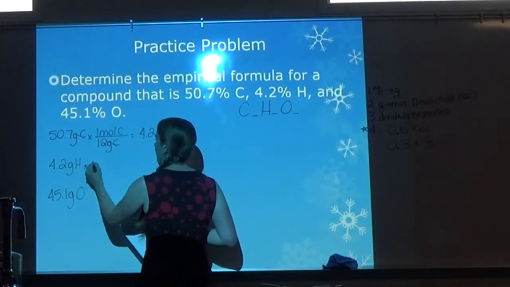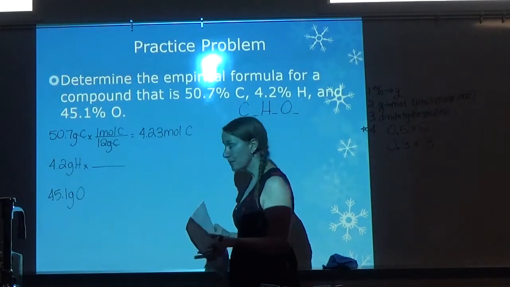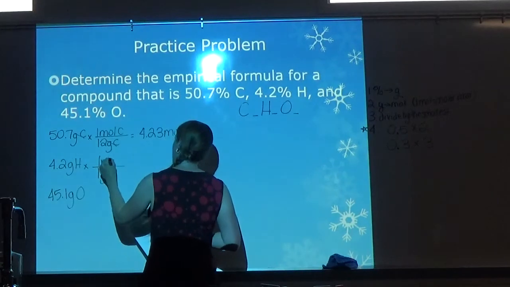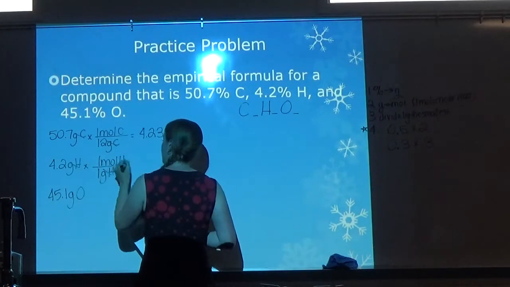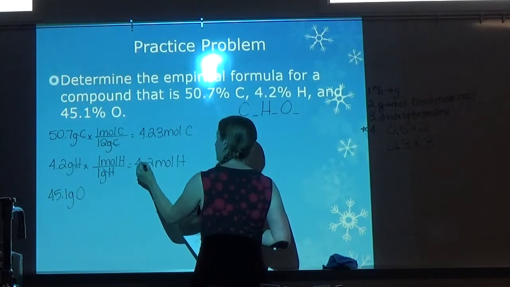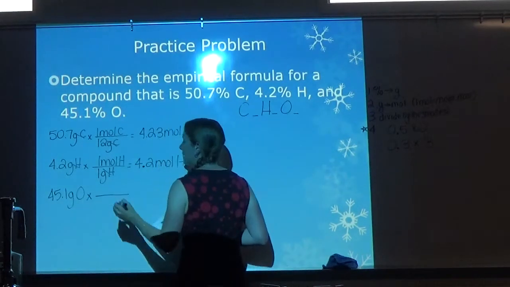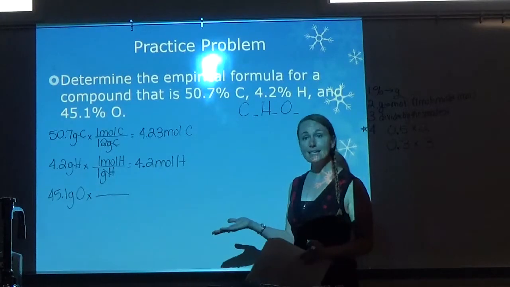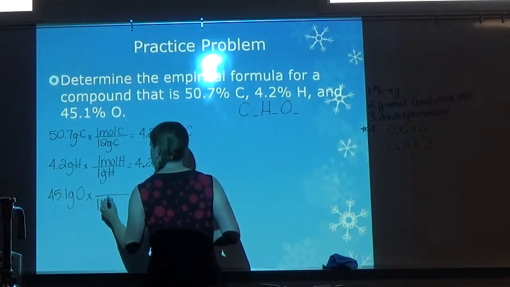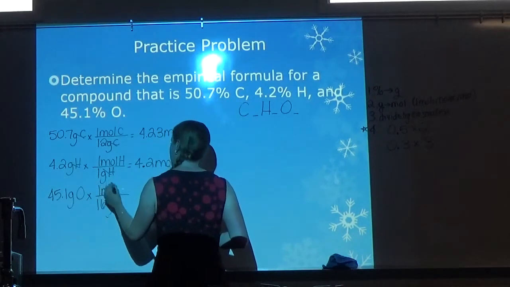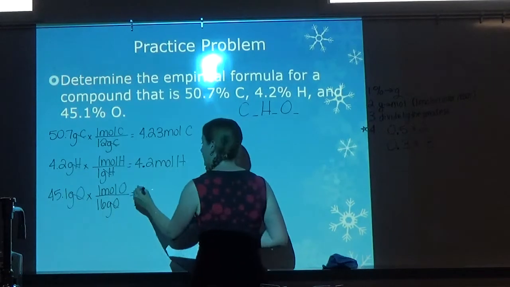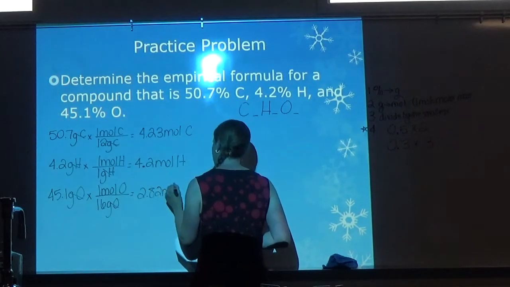All right, so next I go to hydrogen. Hydrogen is 1 gram per mole. I'll follow my golden rule and put the 1 gram on bottom, the 1 mole on top. And so I get 4.2 moles for hydrogen. And then last I do oxygen. Oxygen is 16 grams per mole. Since I want grams to cancel out, I put the 16 grams on bottom, the 1 mole on top. Grams cancel, and when I divide, I get 2.82 moles of oxygen.